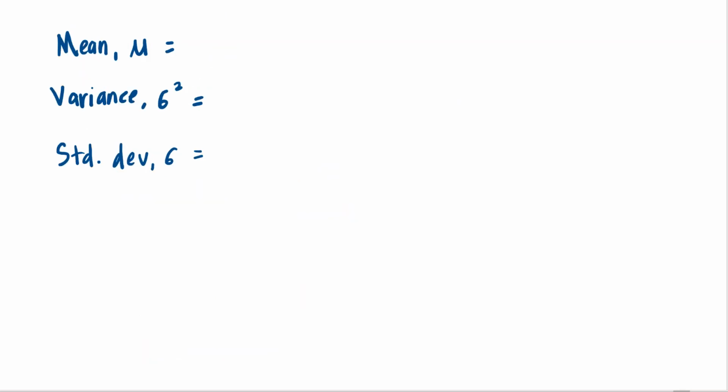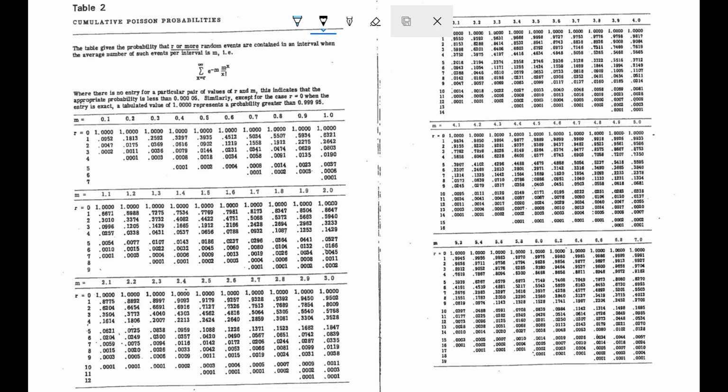Now we look at the mean, variance and also the standard deviation of the Poisson distribution. The mean of the Poisson distribution is equal to mu. The variance of the Poisson distribution is equal to mu. And the standard deviation of the Poisson distribution is equal to the square root of mu.